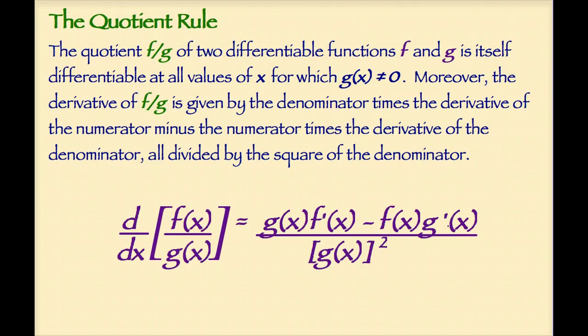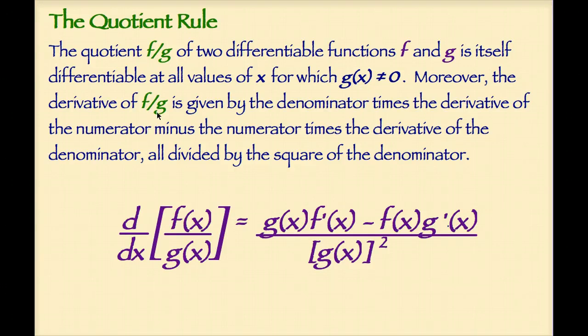It stands to reason that if we needed a product rule for functions that are products, we would need a quotient rule for functions that are quotients, and that's what we have here. The quotient, f over g, of two differentiable functions f and g is itself differentiable at all values of x for which g of x is not equal to 0. This is here because, of course, now we've introduced a denominator, which creates domain issues. This derivative will be defined everywhere on the domain of the function, which, of course, is where g of x is not equal to 0.